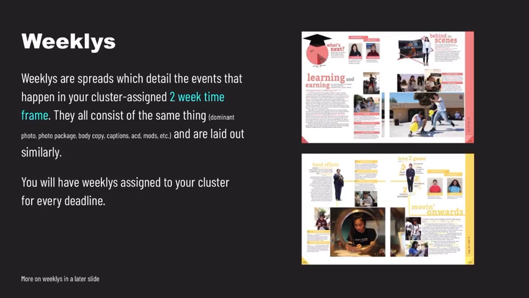Weeklies. Weeklies are spreads that detail the events that happen in a 2-week time frame. These 2 weeks are cluster assigned every deadline, so you don't have to worry about that. They consist of the same thing and are laid out the same, and more examples will be shown in later slides.